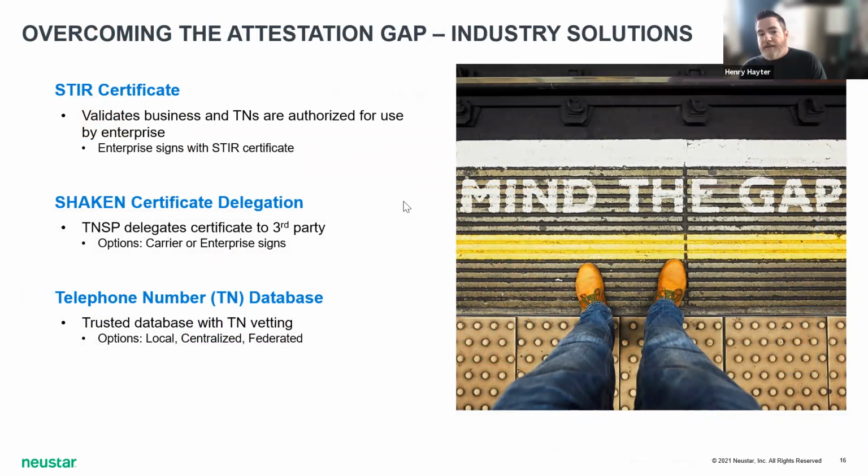So how do you overcome the attestation gap? There's a few different industry solutions out there, right? So there's 2 ways for an enterprise to do end-to-end authentication. And both of them, the STIR certificate and SHAKEN certificate delegation, have to do with the enterprise actually signing their own calls. The only difference between these 2 options is who the signing authority is, right?